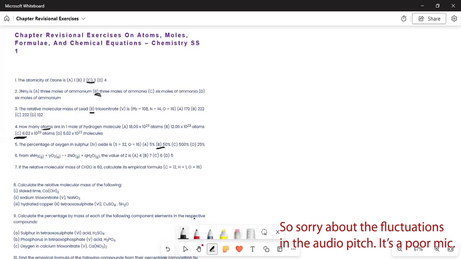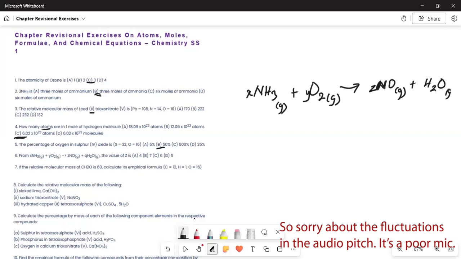We have NH3, that is ammonia, but we don't know the number of moles of ammonia there. It is represented by X, plus oxygen, we don't know the number of moles, represented by Y. Both of them are gas. Then giving us the oxide of nitrogen, gas. Also, we don't know the number of moles, so represented by letter Z, and plus water, also gas. We don't know the number of moles, so represented with Q.